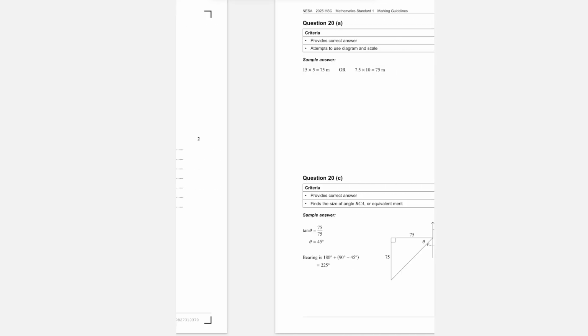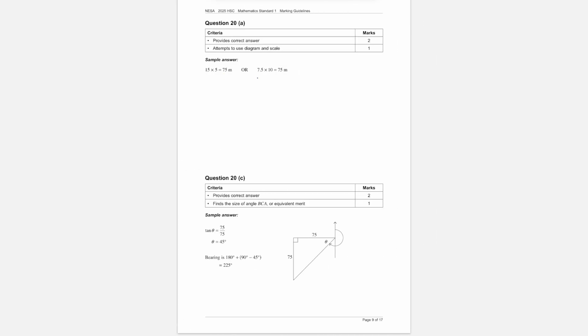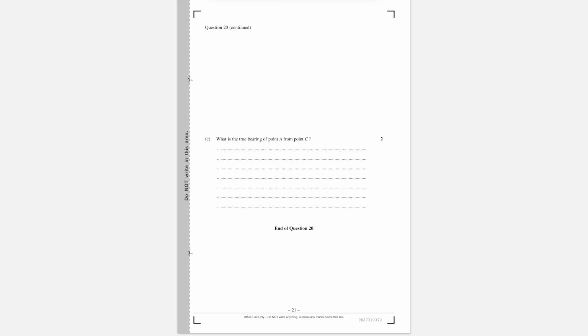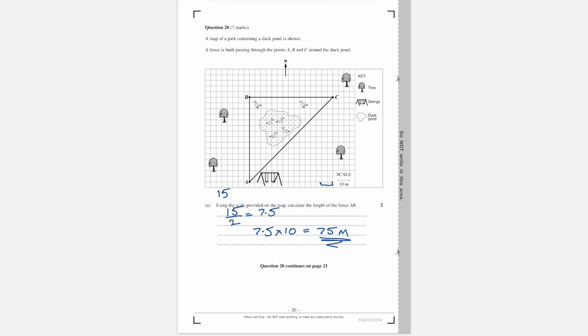And, let's check the answer. Yep, 75 meters. All right. Question 20 continued. We're going to look at part C because this is the part that's trigonometry. What is the true bearing of point A from point C? So looking at our diagram again, what is the true bearing of point A from point C?